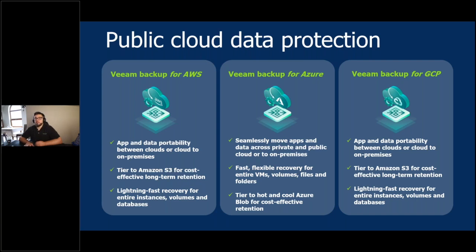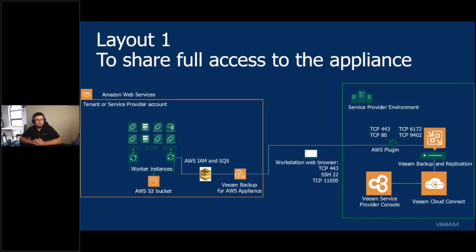So yeah, let's now go to the layouts. I believe this is the most interesting part for you: how you can deploy this. The first layout is for you to share full access to the appliance with the tenant. It means that you deploy the Veeam Backup for AWS appliance in the tenant subscription or in your service provider subscription. So basically data processors, which are workers, the repository, which is an S3 bucket, and the control plane, the Veeam Backup for AWS appliance, are deployed in one single tenant.